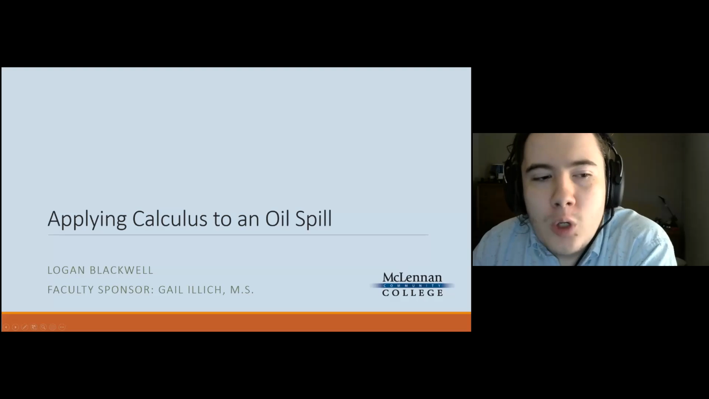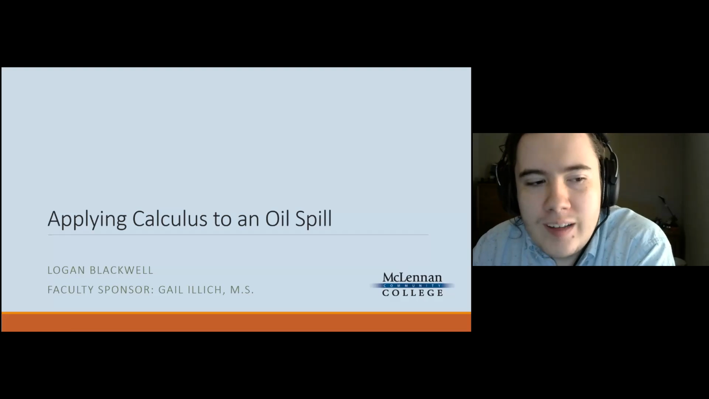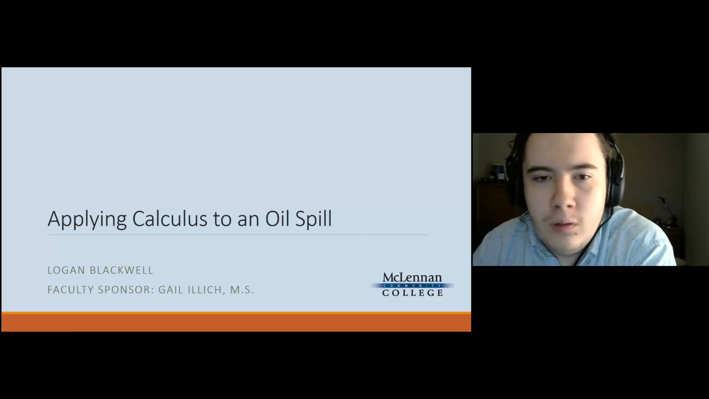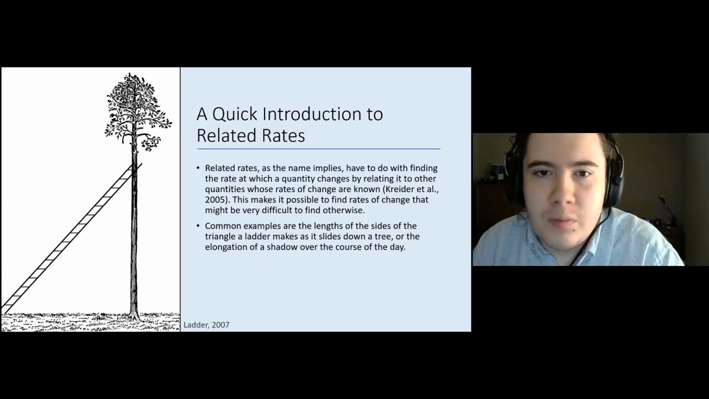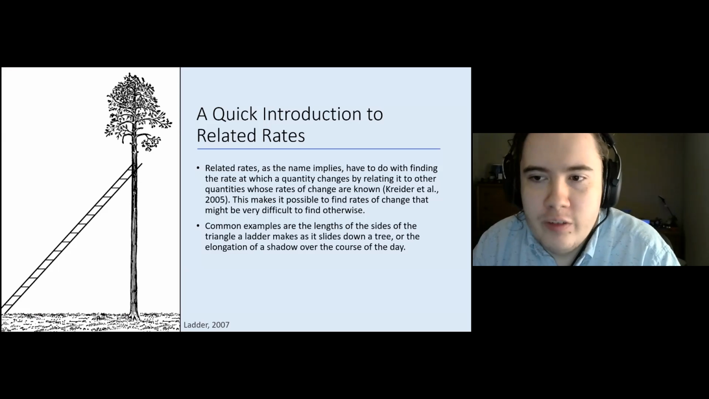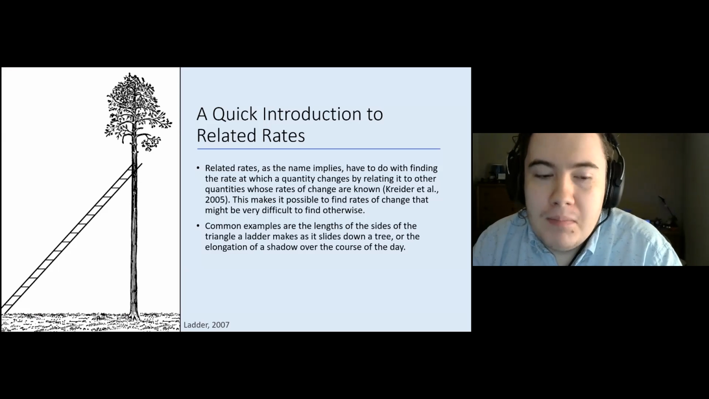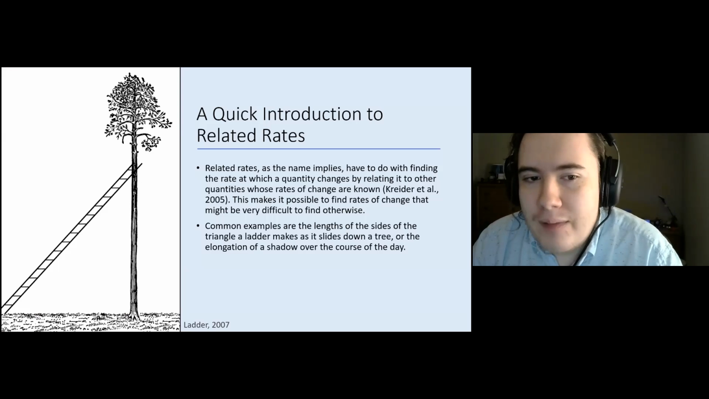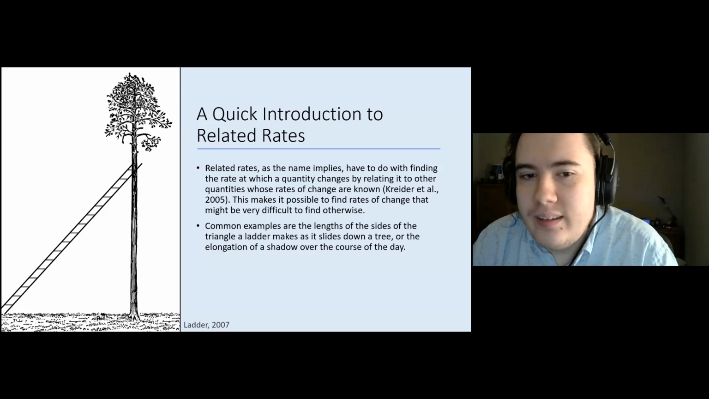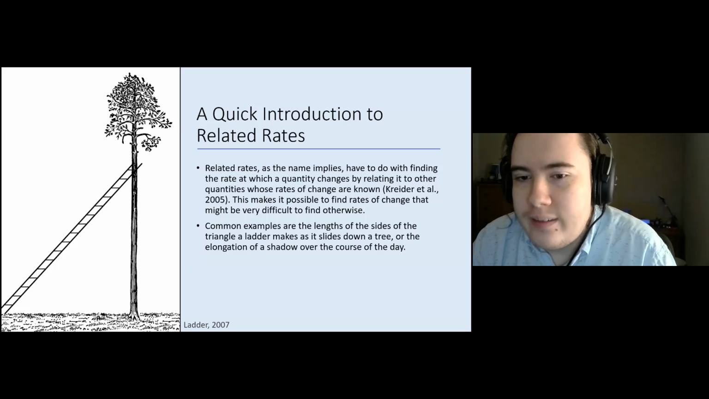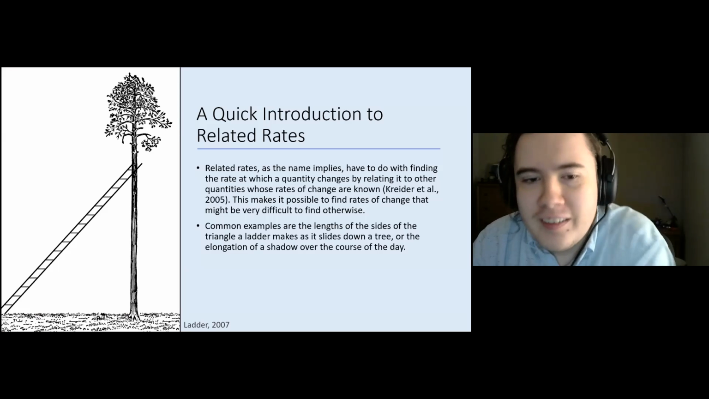All right, I'm Logan Blackwell, and this is my Scholar Day project, applying calculus to an oil spill. This is mostly a related rates problem, so I figured it was wise to give a quick introduction to related rates. As the name would imply, related rates have to do with finding the rate at which some unknown quantity changes by relating it to quantities whose rates of change are known. And rates of change are just derivatives, so calculus.